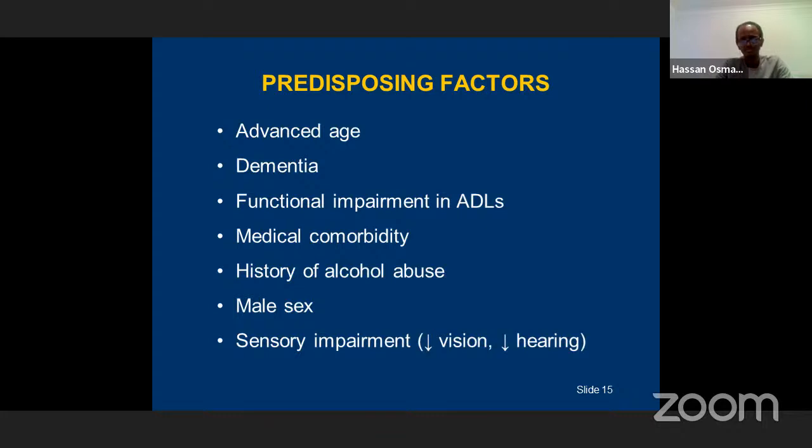Some other risk factors include functional impairment of daily activity, medical comorbidity, history of alcohol use, male sex, and sensory impairment. Keep in mind, when it comes to the management and prevention of dementia, we always try to tackle those things. So one thing you could use in the management: if the person has lost his eyeglasses, you could provide him with his eyeglasses. Those are very vital in the management.